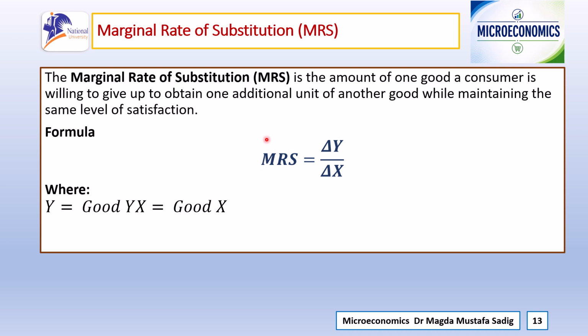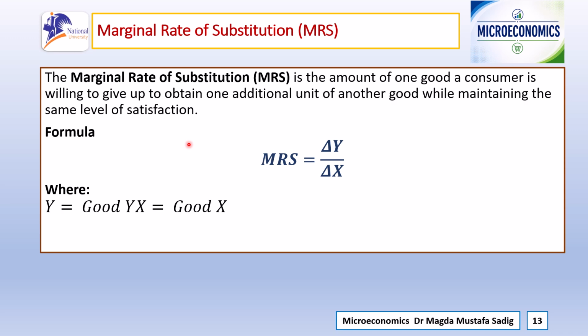To understand this concept, imagine you enjoy both coffee and tea. Suppose I offer you one additional cup of coffee. Would you be willing to give up one cup of tea in exchange? Most people would say yes, but what if I ask you to give up 5 cups of tea? You might refuse. This simple example illustrates the idea behind the marginal rate of substitution.